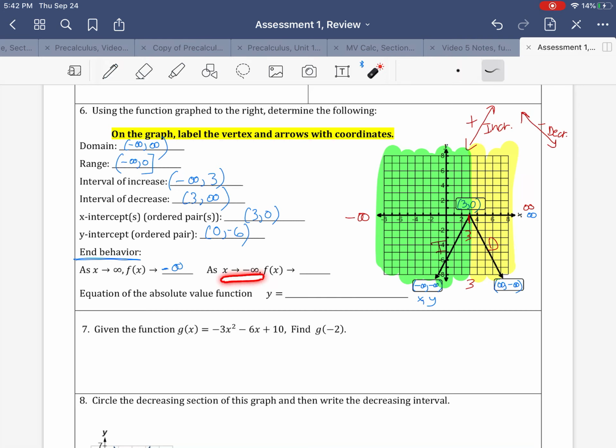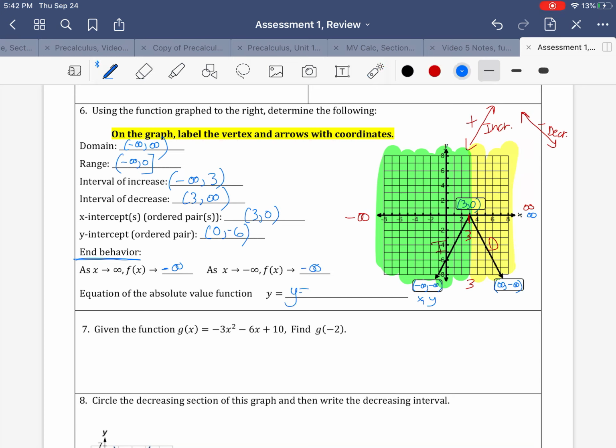This one says when x is negative infinity. Well, there it is. x is negative infinity, and so is y at that point. All right, and the equation, let's see. Let me check out my slope. If I look at the slope here, it's down 2 over 1, down 2 over 1, or it's up 2 over 1, so my slope is 2.